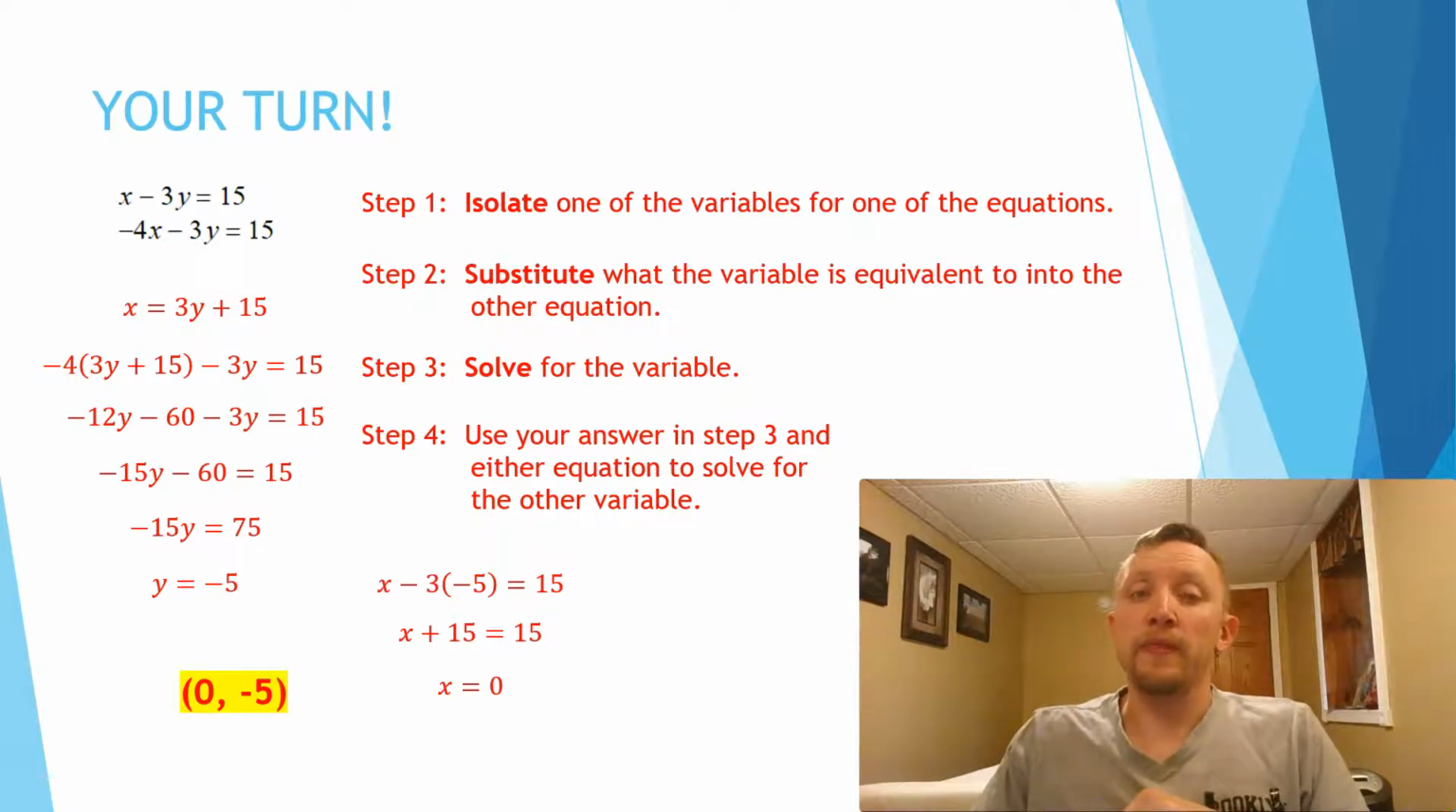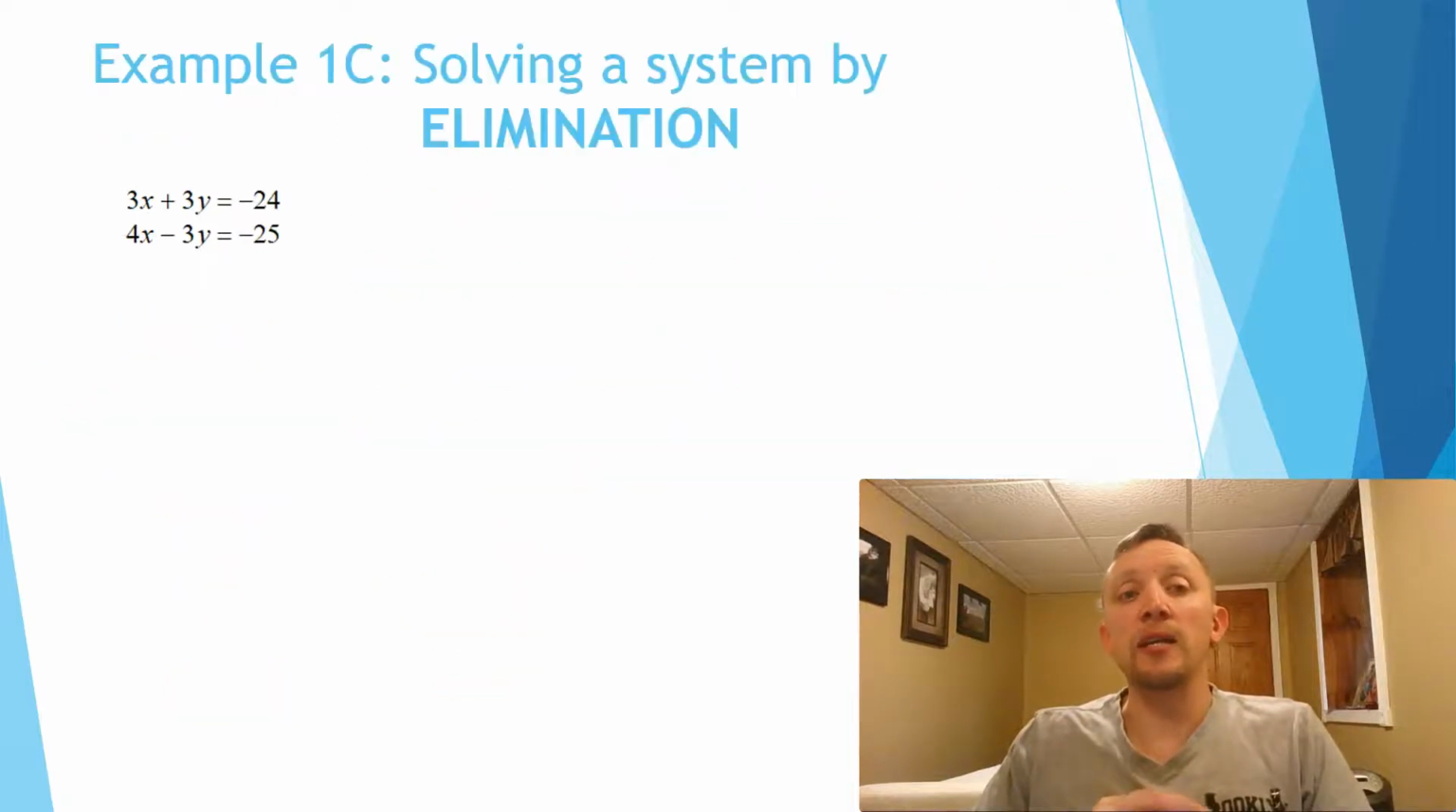All right, how'd you do? Did you get that one right? If you made a mistake, please make sure that you understand your mistake and fix that before moving on to this next example. Because this next example, we're going to look at another type of process that we could use, and that would be solving by elimination.